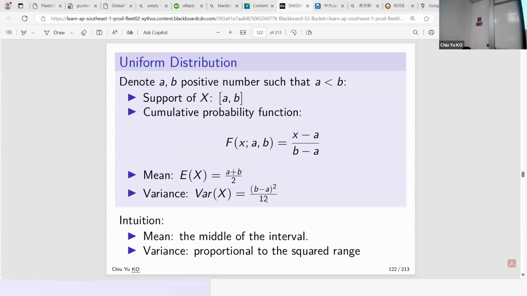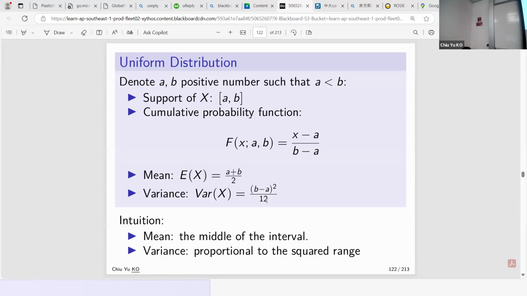The only thing to remember, which is probably not surprising, is that the mean of x is a plus b over 2, the middle. It's the average between a and b, right? A plus b over 2. Because every number is there, the average is exactly the middle. I think that is very intuitive.